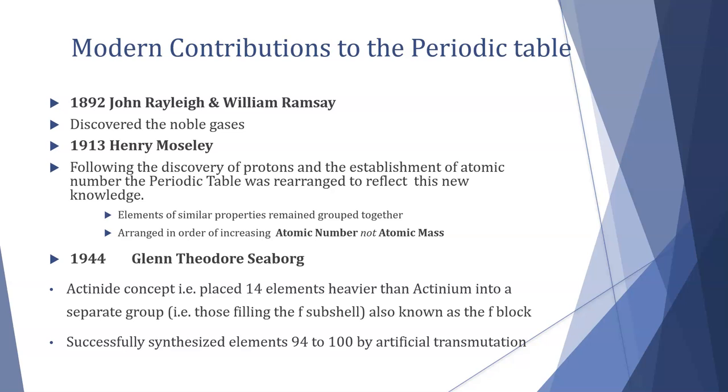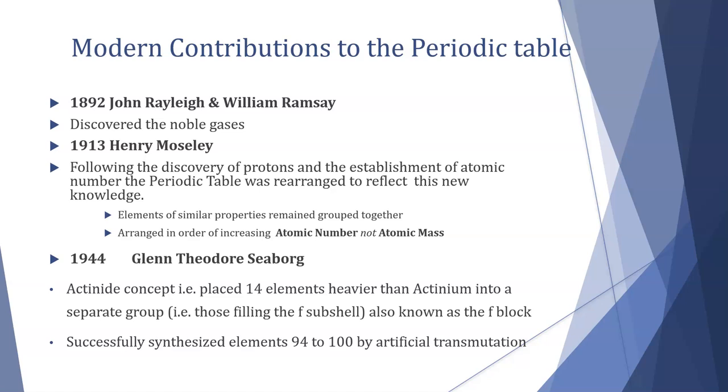In 1913, Henry Moseley, following the discovery of protons and the idea of atomic number, rearranged the periodic table to be in order of atomic number rather than atomic mass. This made a couple of changes in the heavier elements where the presence of isotopes caused the mass to be greater than the number of protons. So a couple of elements ended up swapping place.